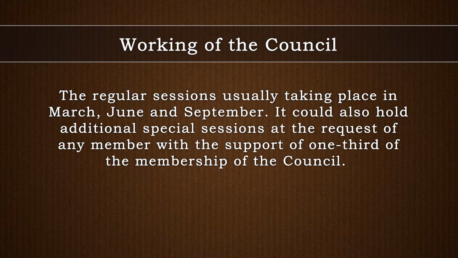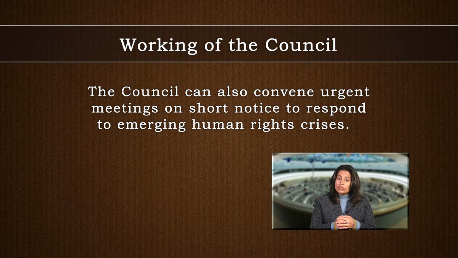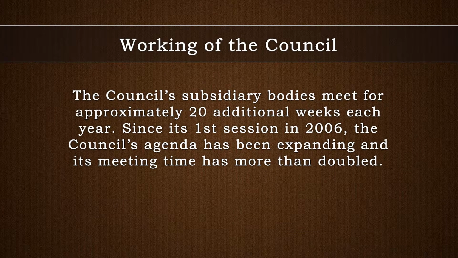It could also hold additional special sessions at the request of any member with the support of 1/3 of the membership of the Council. The Council can also convene urgent meetings on short notice to respond to emerging human rights crises. The Council's subsidiary bodies meet for approximately 20 additional weeks each year. Since its first session in 2006, the Council's agenda has been expanding and its meeting time has more than doubled.